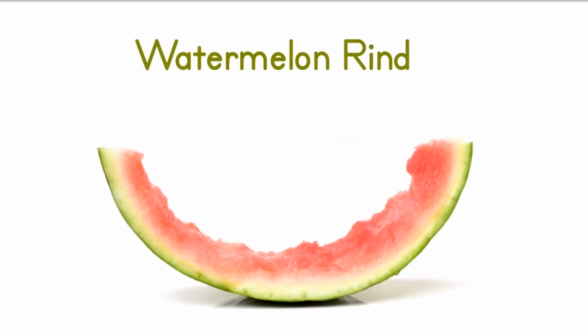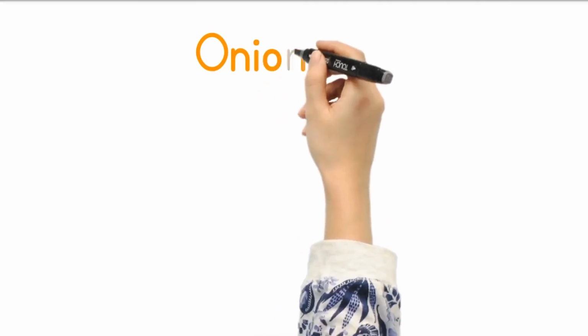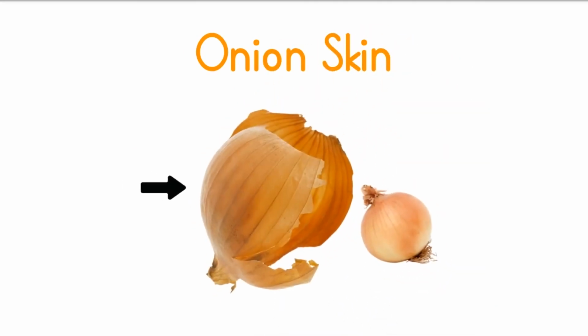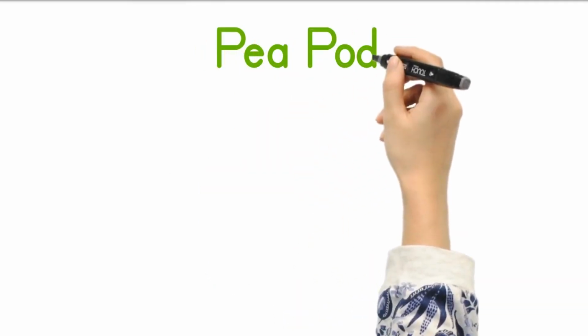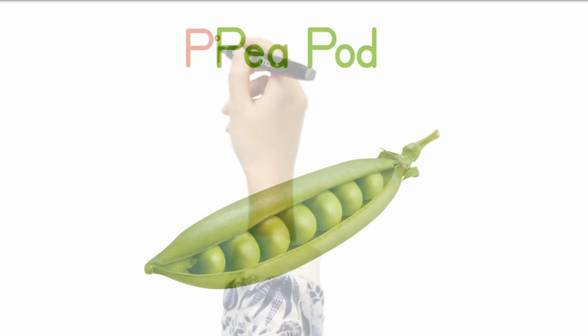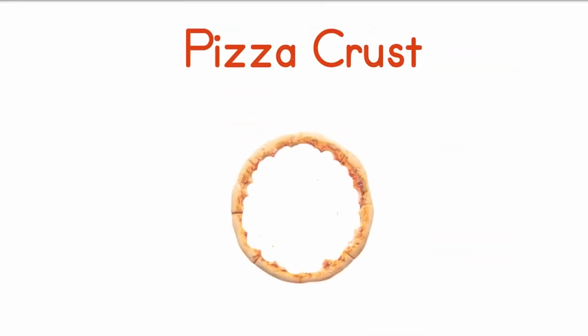Watermelon rind. Onion skin. Pea pod. Pizza crust.